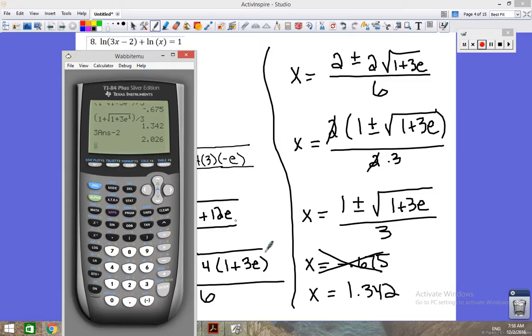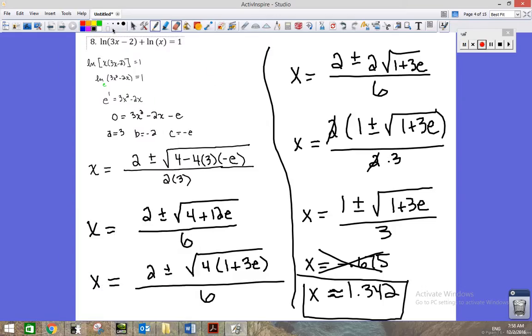It is a positive value, and I know that the natural log of this is defined, so this is my answer, my approximation of my answer to 3. This was my exact answer, except that I decided I knew to throw out the negative sign. So here's my exact answer, and here's that decimal approximation of that exact answer, and I hope that helps.